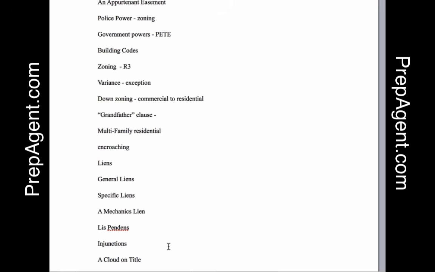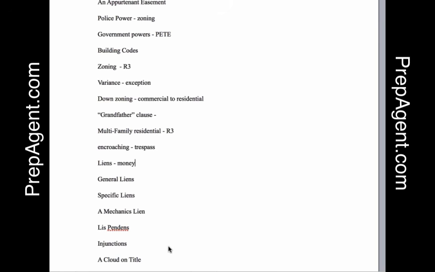Grandfather clause: when you're grandfathered in, multifamily residential. Give that example, R3. Encroaching. Trespassing. Bam. Or a trespass. Liens. Money owed. Lien money.